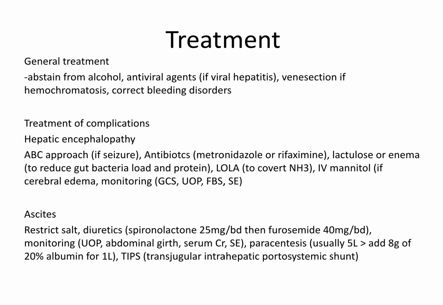And then if the patient is not responding to that treatment, we can actually do a therapeutic paracentesis. Usually we remove 5 liters of ascitic fluid, and then we have to add 8 grams of 20% albumin for each 1 liter removed. And if the patient is not responding to that either, we can go for a transjugular intrahepatic portosystemic shunt.